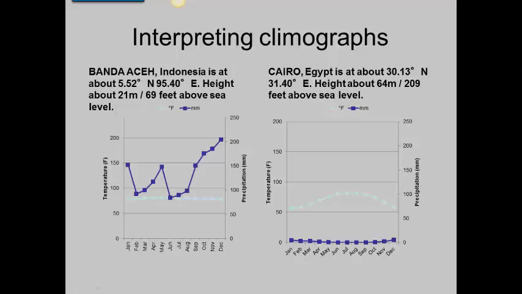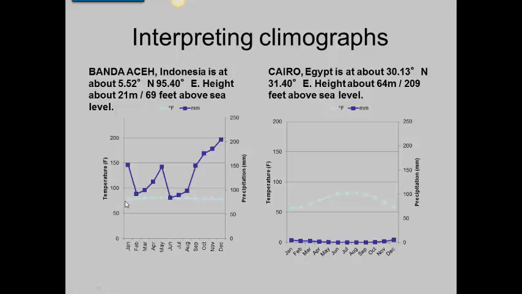What we see here is huge differences in the amount of precipitation. Climographs simultaneously show temperature, which is given on the left axis, and precipitation, which is given on the right axis on these two figures. And precipitation is illustrated by the blue line. So as you can see, we've got a lot of precipitation in this particular location in Indonesia and really low precipitation in this location in Egypt.